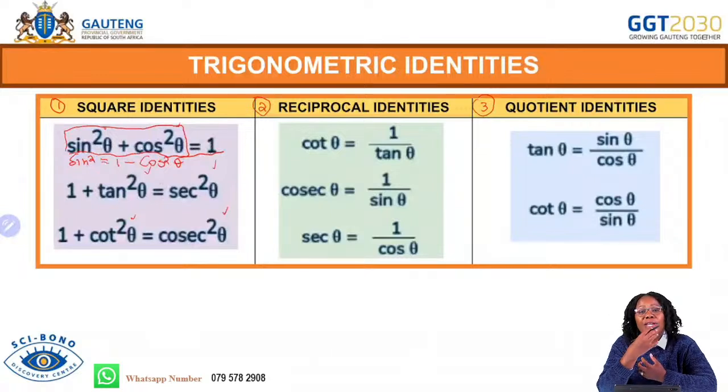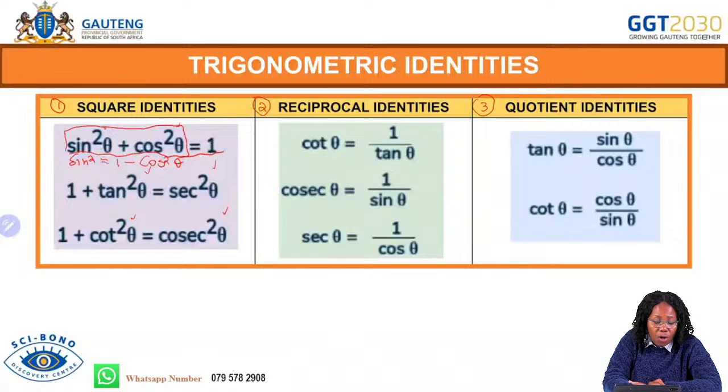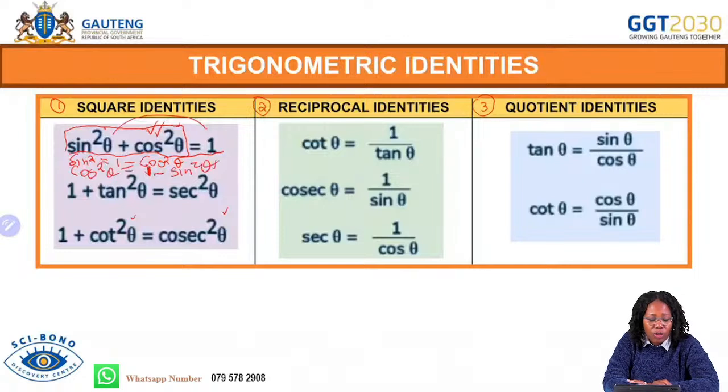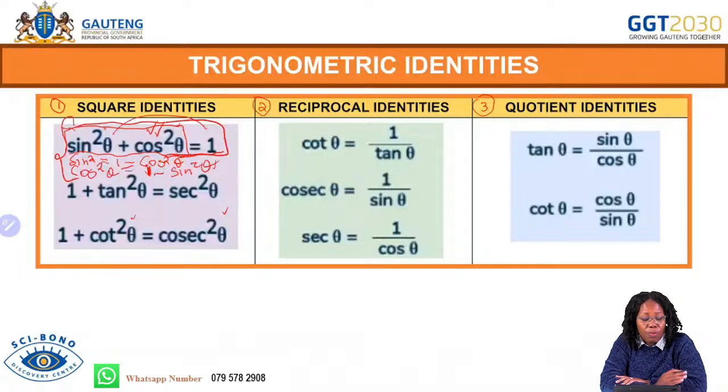It depends on the need of your expression or your equation that you are solving. Or you can decide to leave cos squared theta. So if you take sine to that side, it will be 1 minus sine squared theta. So all of these come from this original one here. You are more than allowed to play around with that.